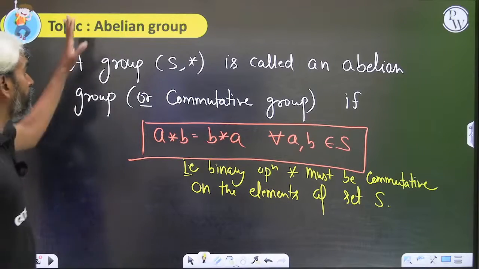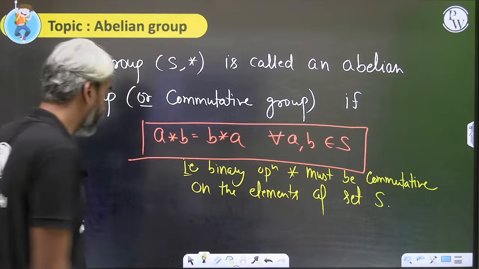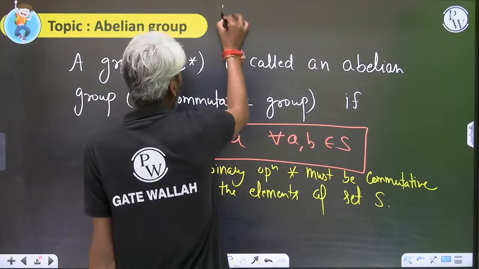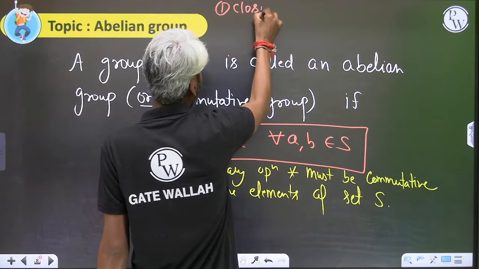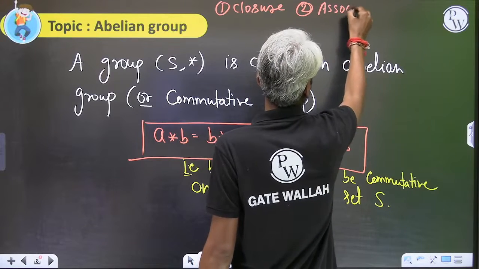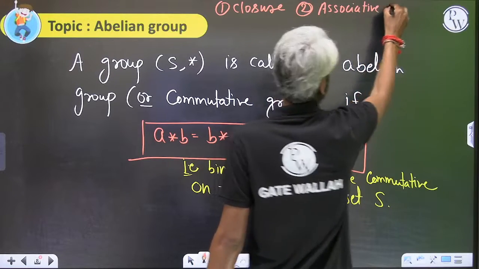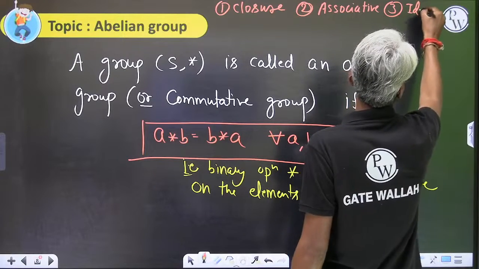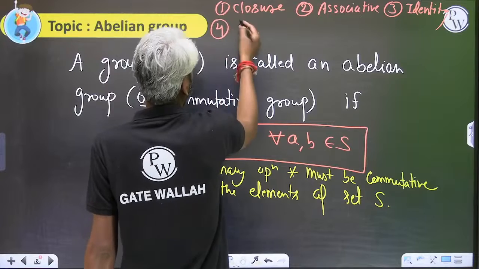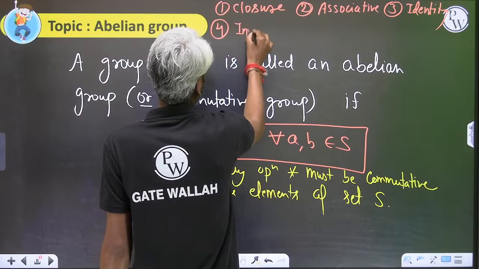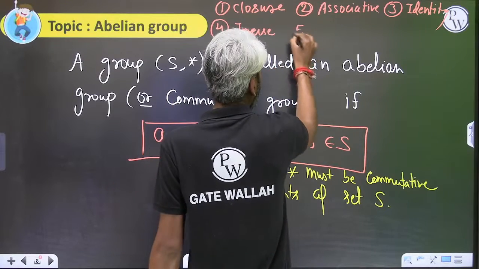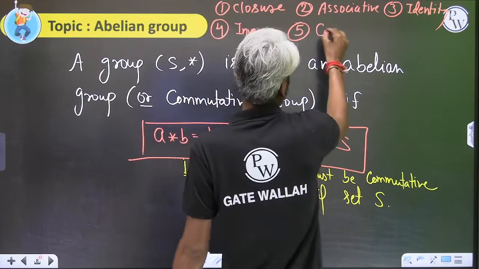So when do we say that a set with respect to binary operation asterisk is an abelian group? When five properties are satisfied. What are they? First, closure property is satisfied. Second, associative property is satisfied. Third, identity property is satisfied. Fourth, inverse is present for every element of the set. Fifth, commutative.